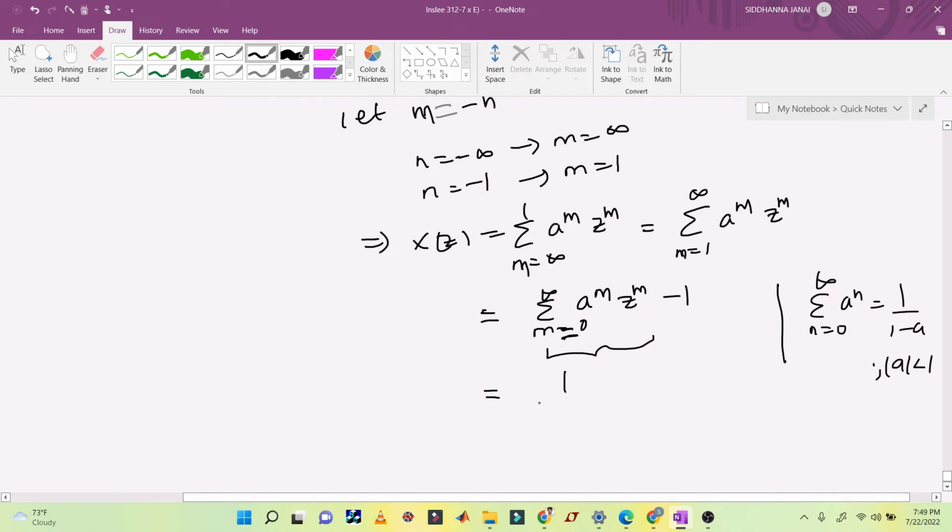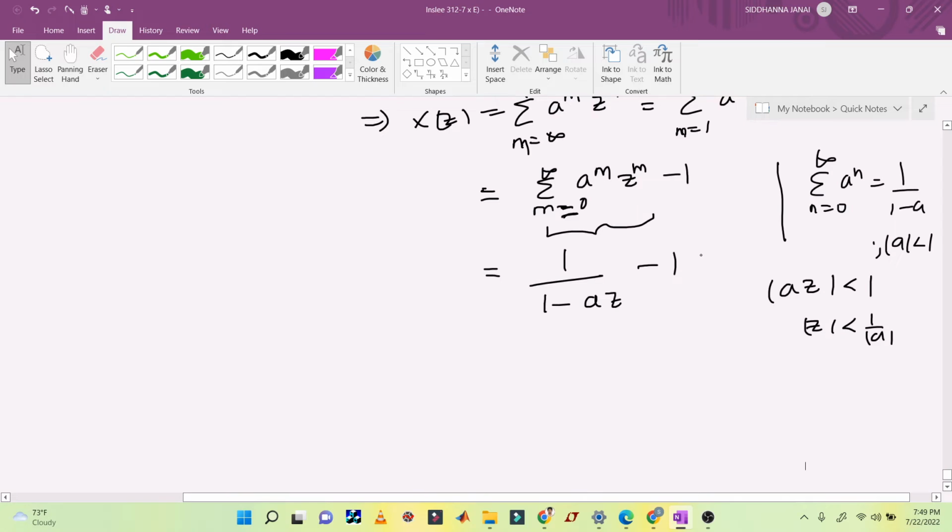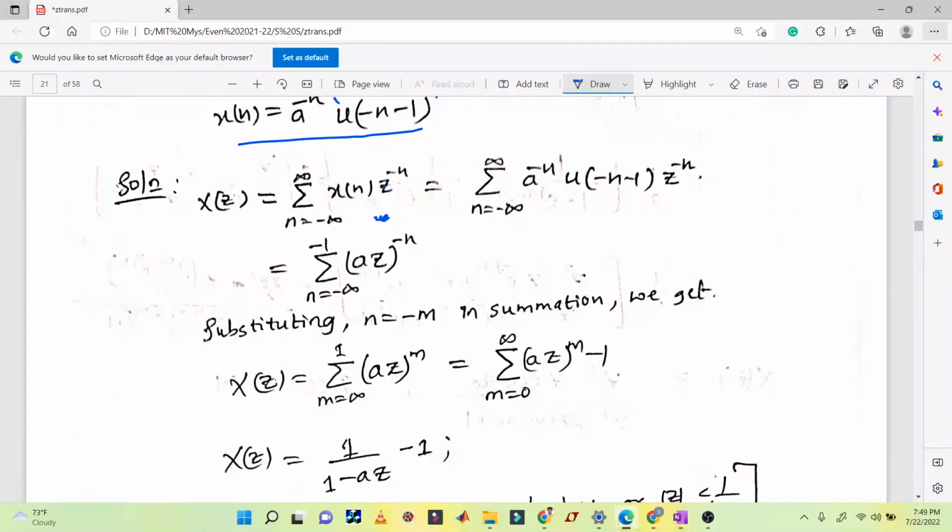So we can write it as 1 divided by 1 minus a into z to the power minus 1, and magnitude of az should be less than 1. That means magnitude of z is less than 1 by a, or magnitude of z is greater than a. Is that correct?